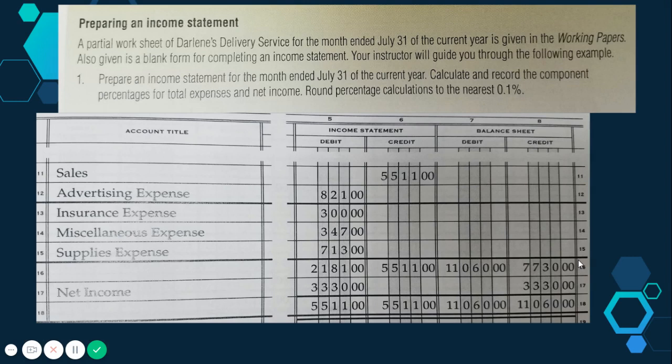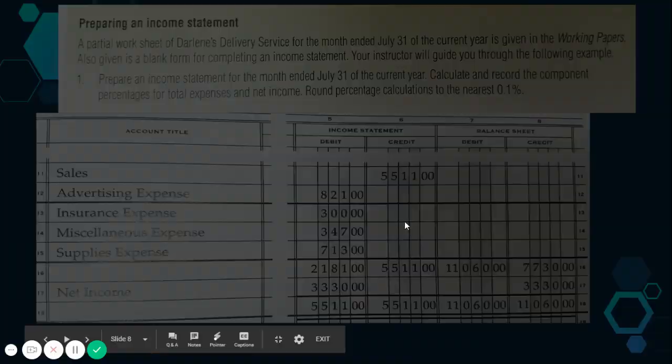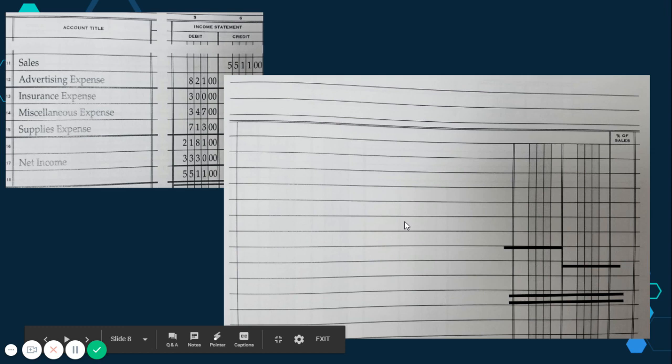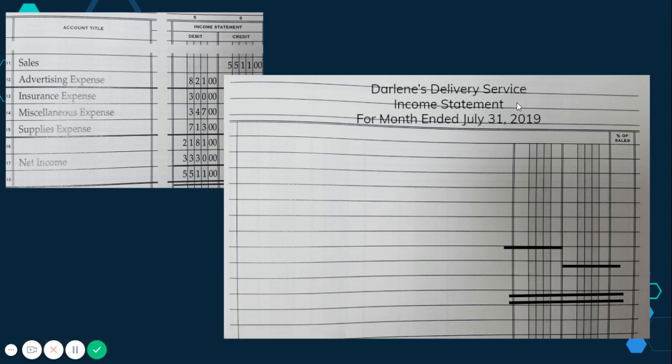Let's do the work together. So this is our information from our worksheet. It tells us our sales and our expenses. So from here, we always start with our title, name of the worksheet, and the date. Then we always start with naming our revenues.